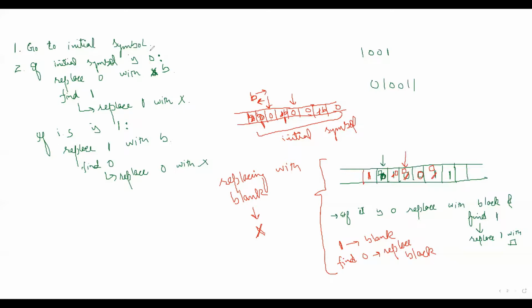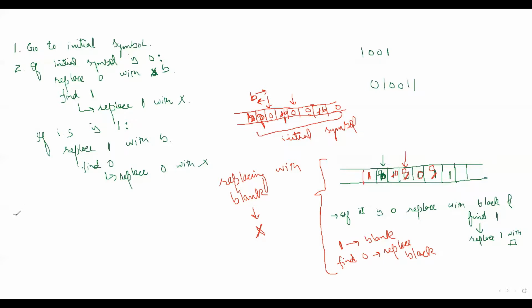Now let's suppose we have initial symbol 0, and we are not able to find 1. That means the number of zeros is not equal to the number of ones. Likewise, if the initial symbol is 1 and we are not able to find the corresponding 0, then the number of zeros is not equal to the number of ones.